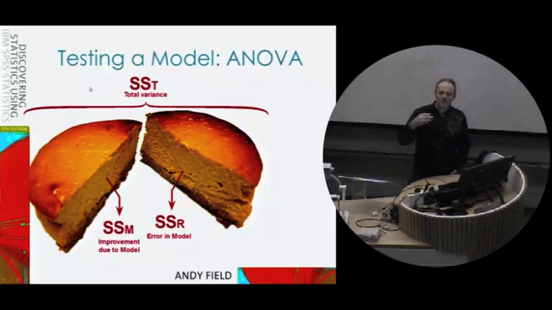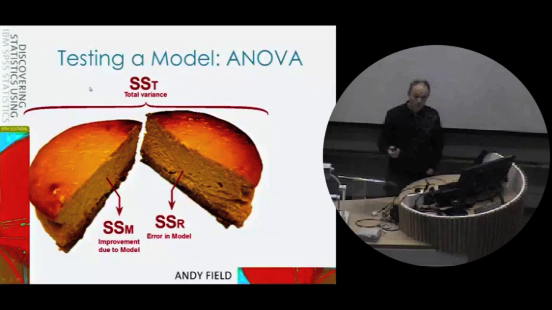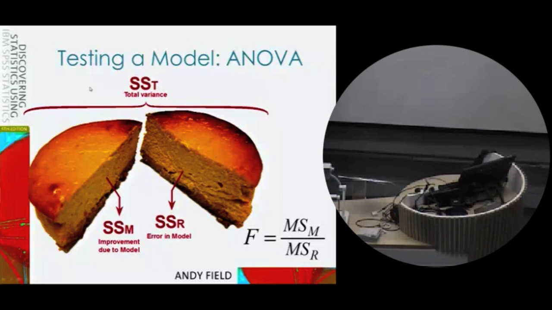So how much better you are at predicting the outcome as a result of fitting a linear model, that's represented by the model sum of squares. And you're left over with some error, because no models are perfect. So you can work out the residual sum of squares, which is basically how much error in prediction there is. And your F ratio is, although we skipped over this a bit when we covered it in regression, essentially the ratio between your model and your residual.